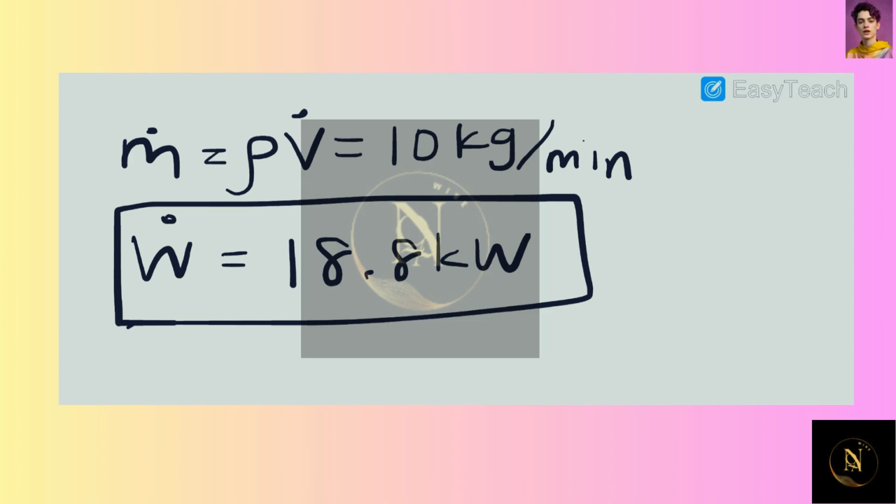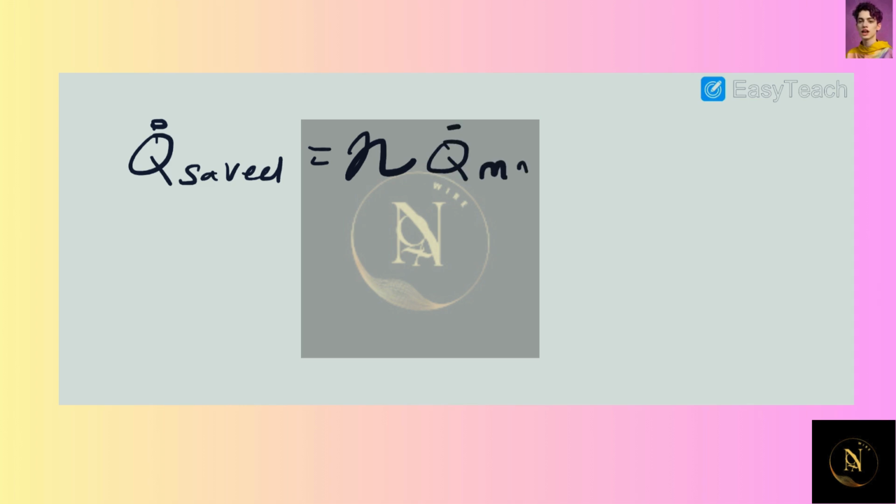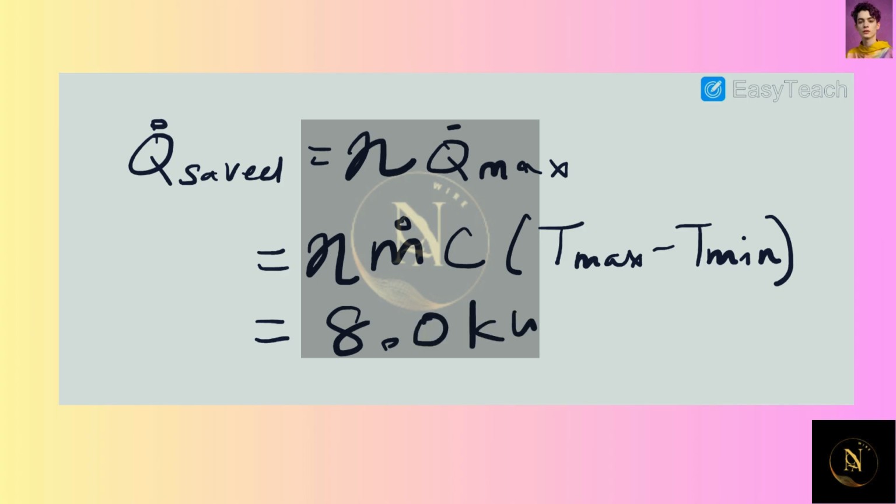Next, what we need to do is introduce this heat exchanger. So we need to determine what the energy that's recovered by the heat exchanger is. By using the definition of efficiency, we can say that the total Q that's saved, the heat that's saved, is going to be equal to the efficiency times the maximum heat that can be saved. So by plugging this in, we can see that this will be eta times the mass times the specific heat multiplied by the difference in temperatures, so T max minus T min. And by plugging in for all these quantities, we see that the Q that's saved is 8.0 kilowatts.